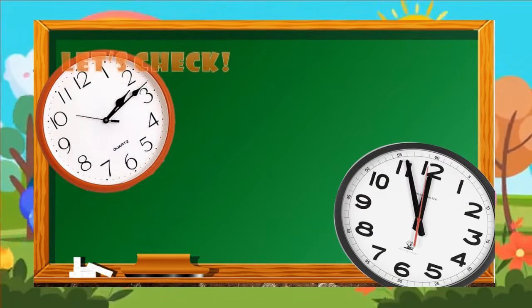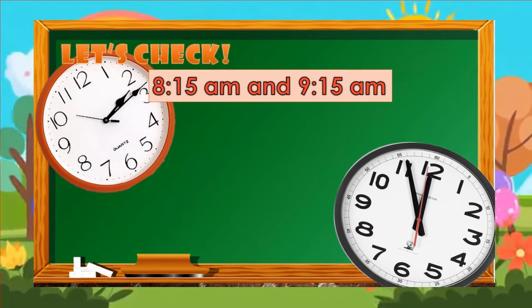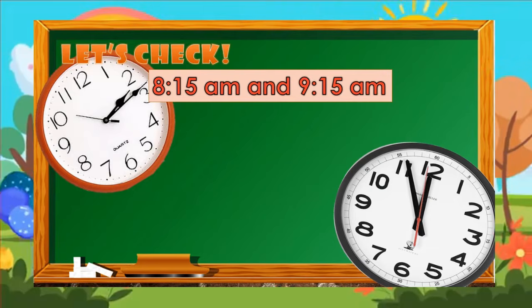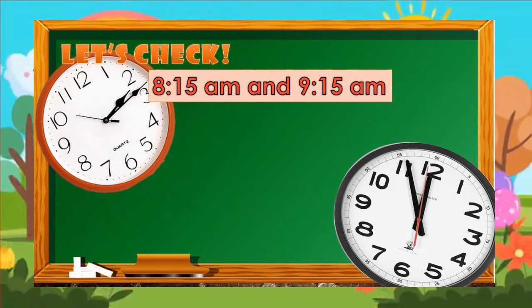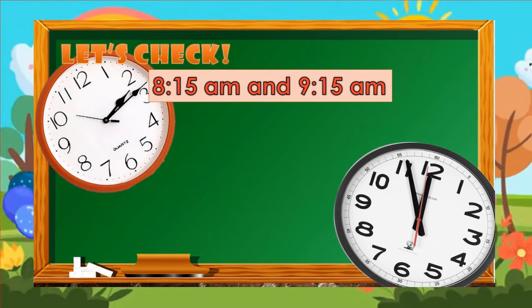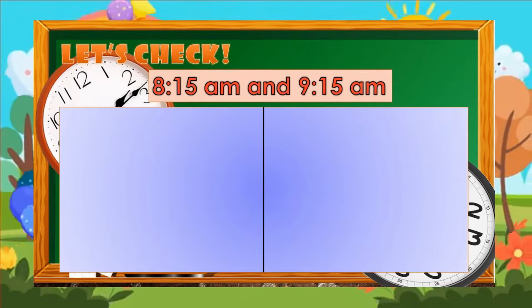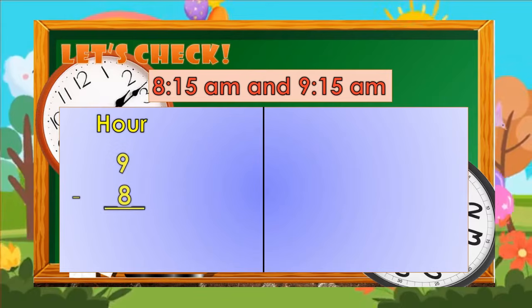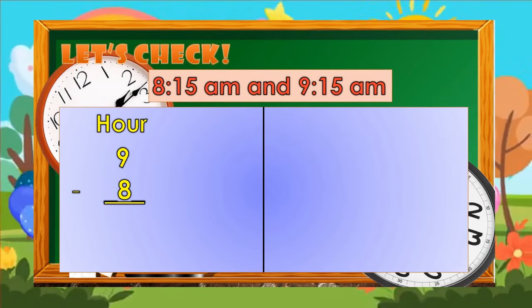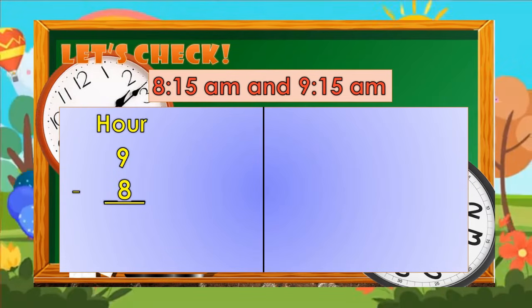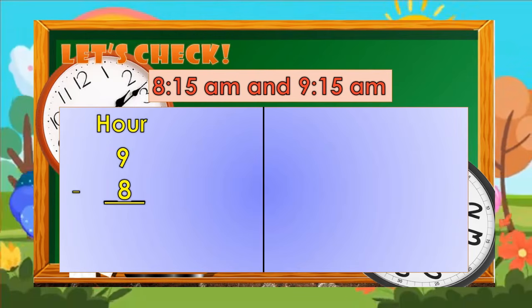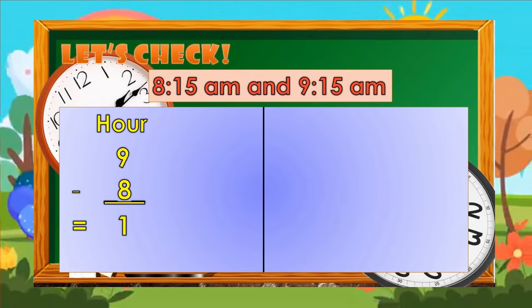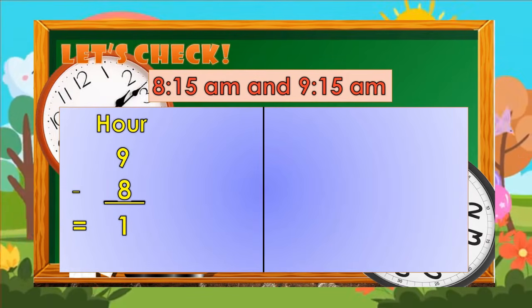Let's check your answers. In the given time, there are 8:15 a.m. and 9:15 a.m. Now we have to find out their time interval. First, we take the hours. We will subtract the two numbers since we are going to find the time interval. 9 minus 8 is equal to 1. So there is a 1 hour interval.